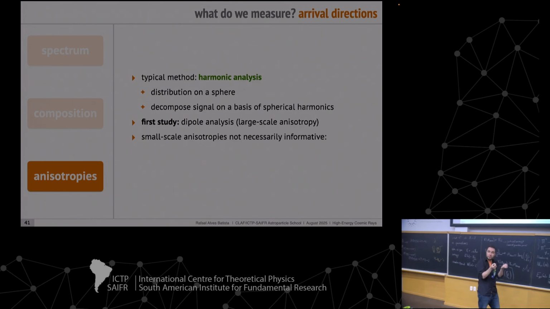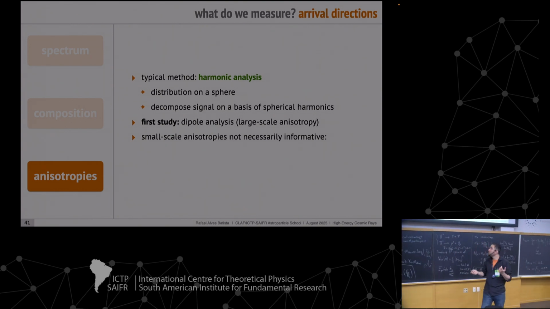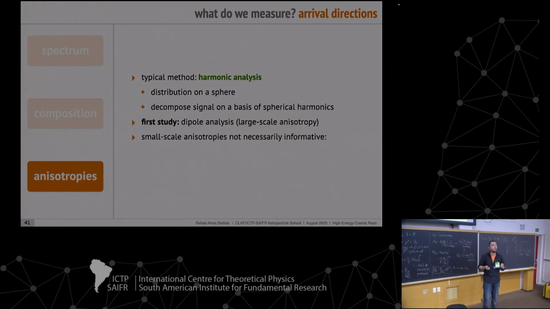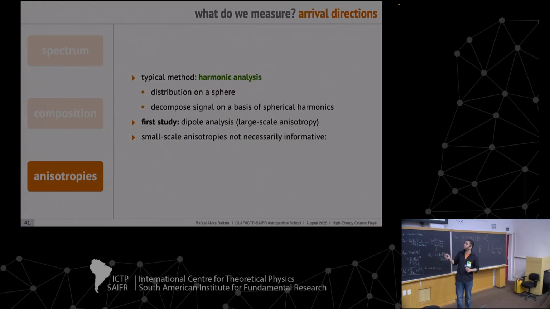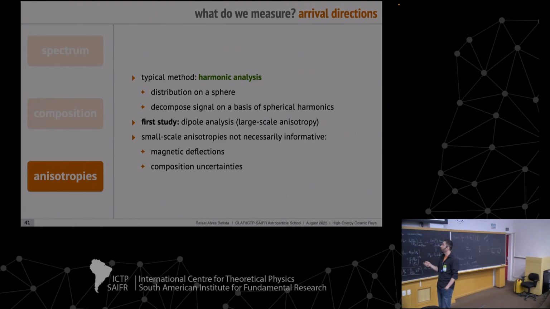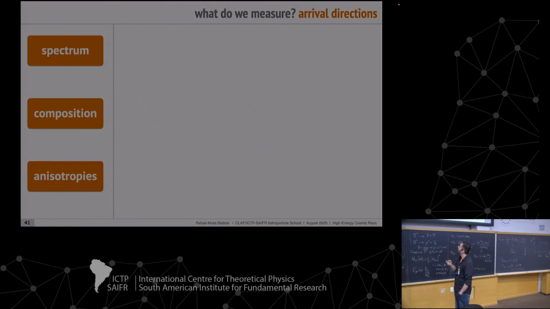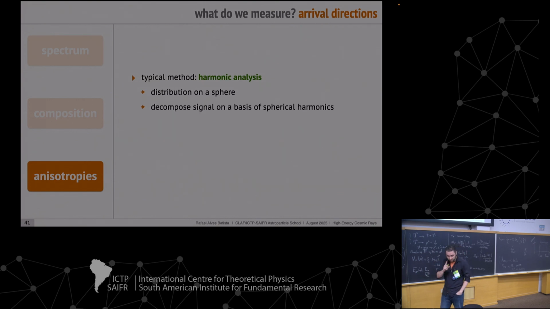Small scale anisotropies are actually the ones that would, in principle, point to sources, right? For example, she asked earlier in the previous lecture about angular resolution. So yeah, small scale anisotropies are related to that. But they are not necessarily informative. It depends a lot on the energy range. We have magnetic deflections, for example, of the cosmic rays. Tomorrow is going to be all about that. We have composition uncertainties that affect the measurements a bit, and so on.